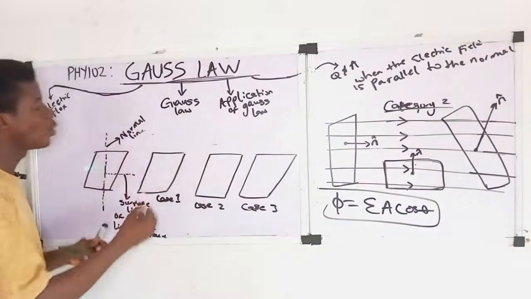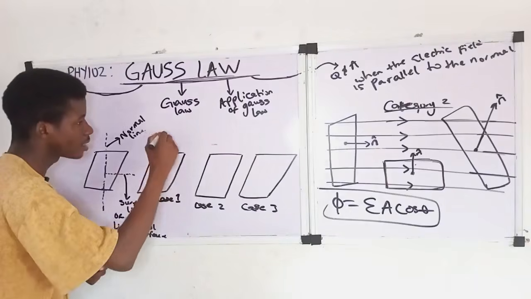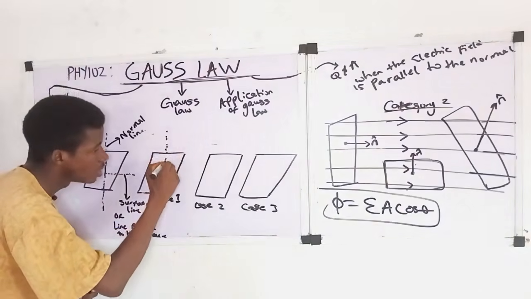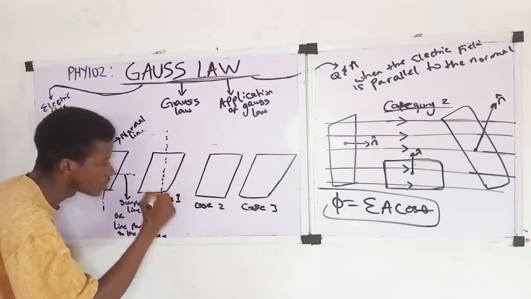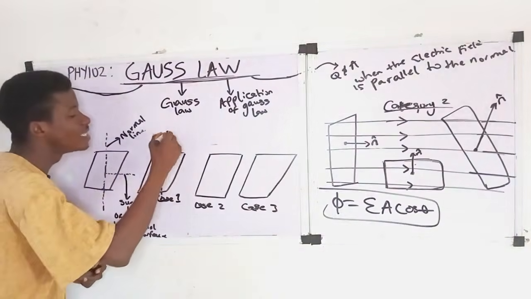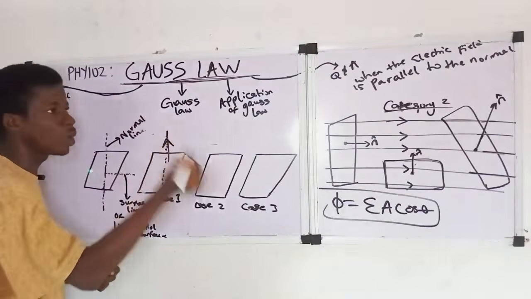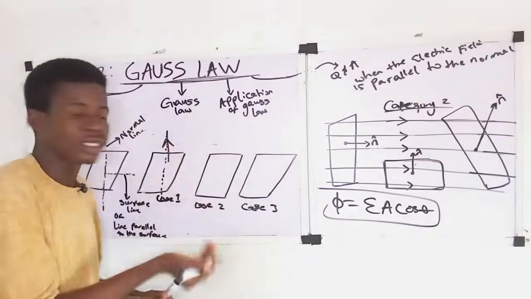So let's do it now. When the electric field, remember, let's say this is the normal. Now let's draw this normal line. All right, so this is the normal line. Now, when the electric field is parallel, or when the electric field is along the normal.